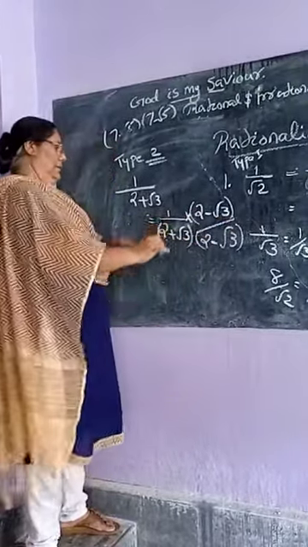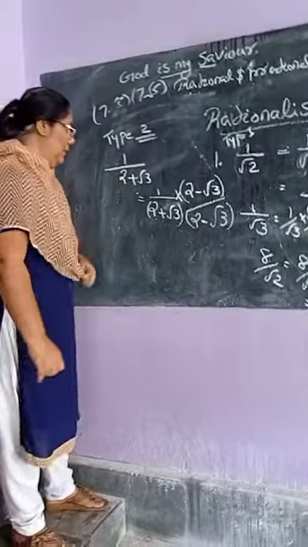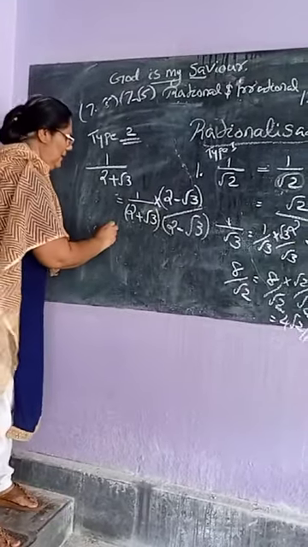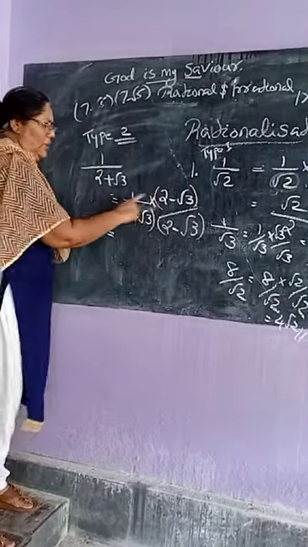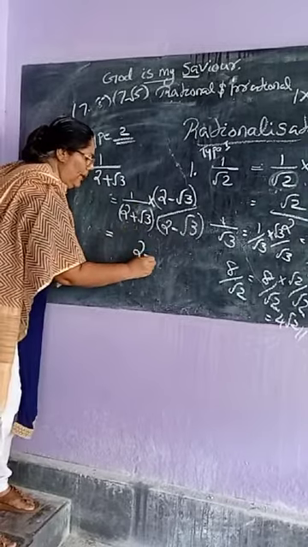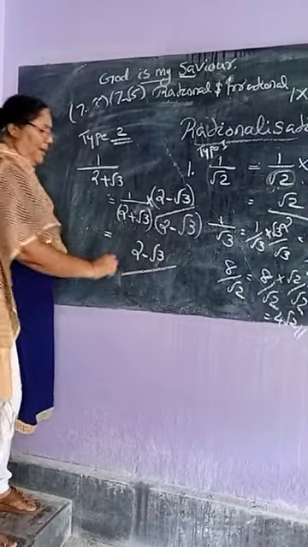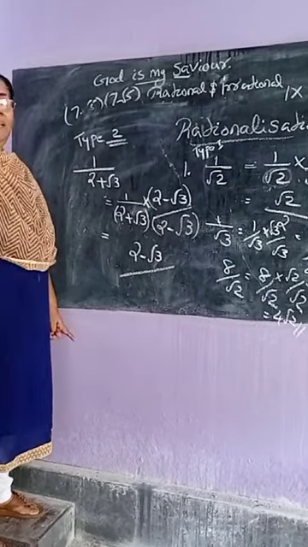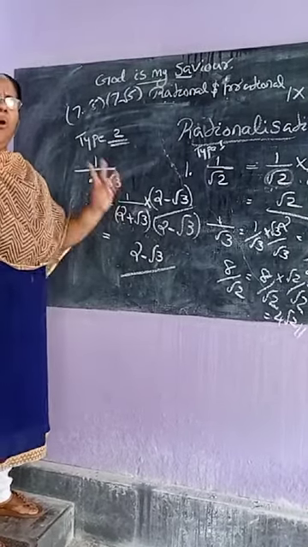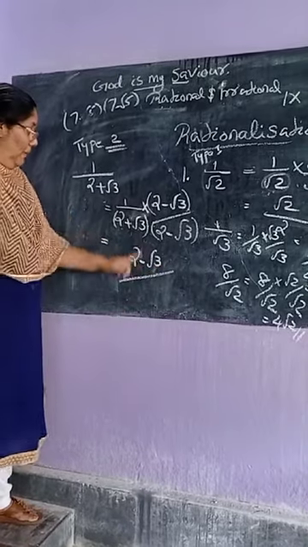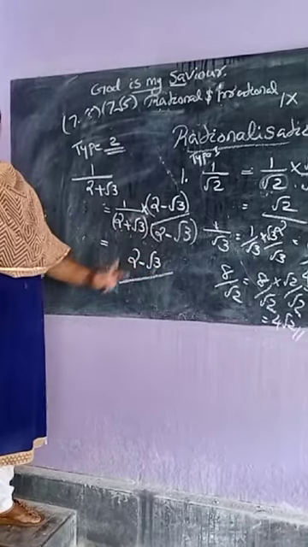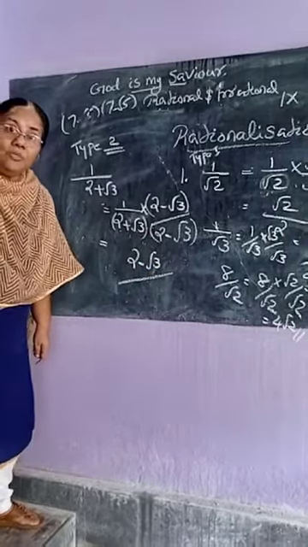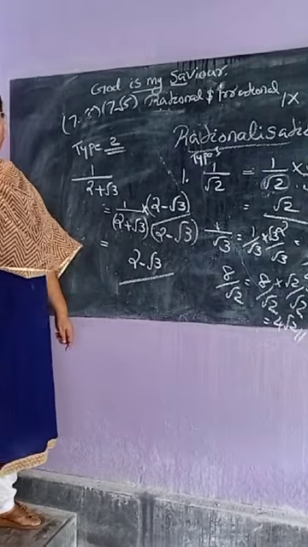Otherwise, some problems may occur. Then say the step. 1 into 2 minus root 3 is 2 minus root 3 by. Here, remember one thing. The denominator is always of the form a plus b into a minus b. What is a plus b into a minus b? A square minus b square.